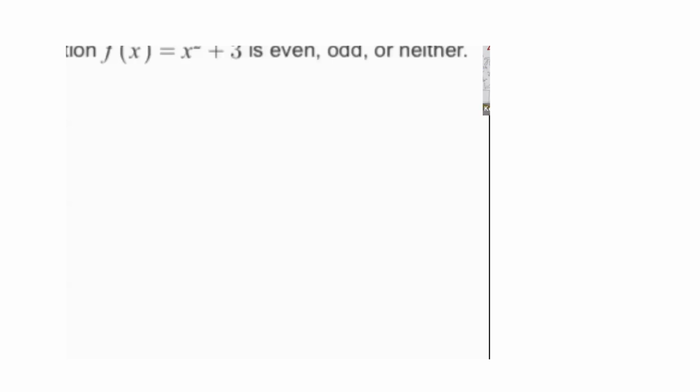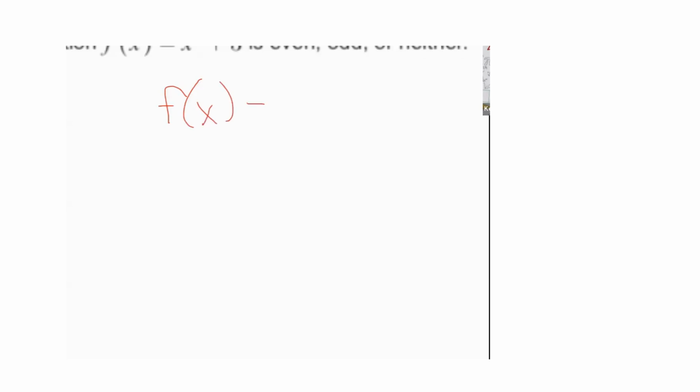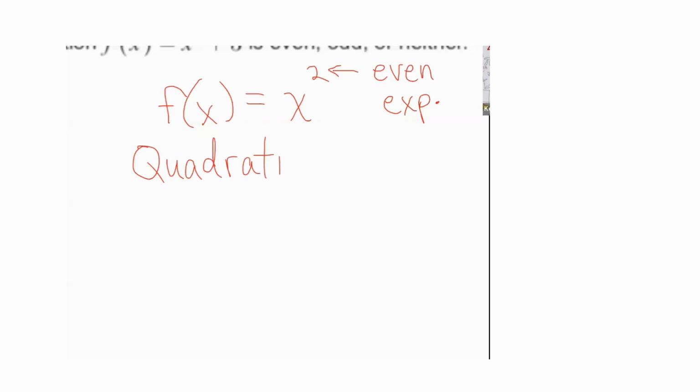Okay, so an even function and an odd function. First of all, f of x equals x squared. That right there is an even exponent. So if it's an even exponent, it's an even function. All quadratics have that even exponent, so quadratics are all even functions. Now, if a function is an even function, that means it has an axis of symmetry.